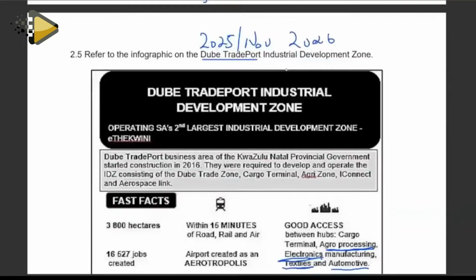2026 May, June. So this is an area of specialization in economic geography. You specialize. So for the 2025 November examinations, the Dube trade port is your industrial development zone. So you must focus on that as your area of specialty.